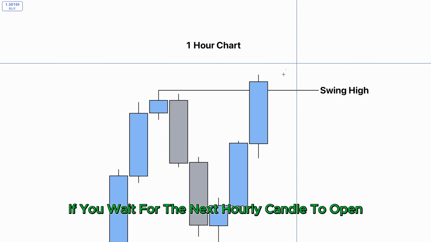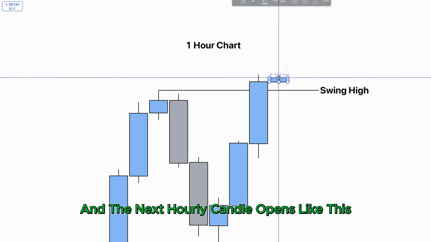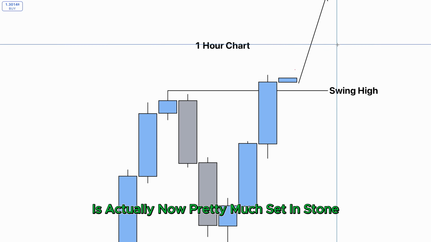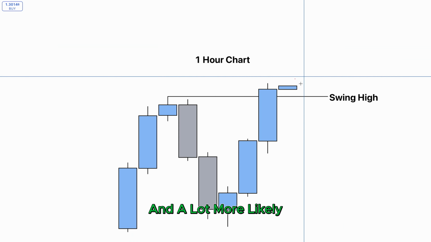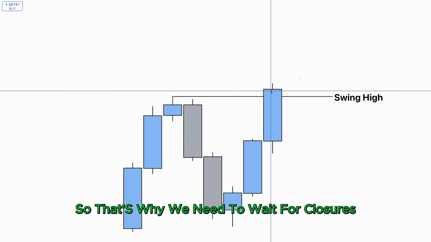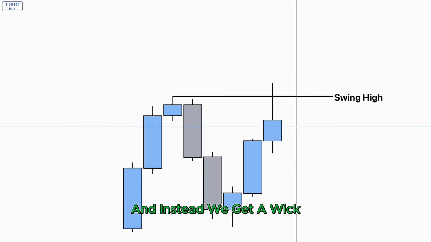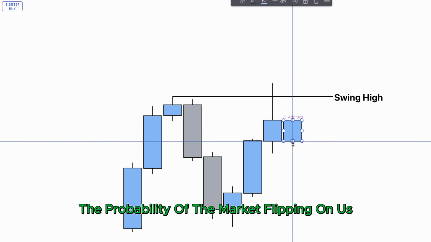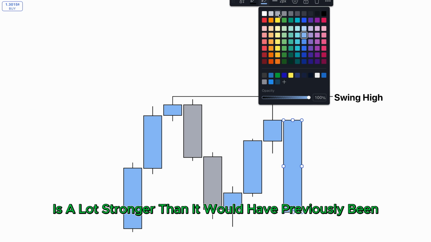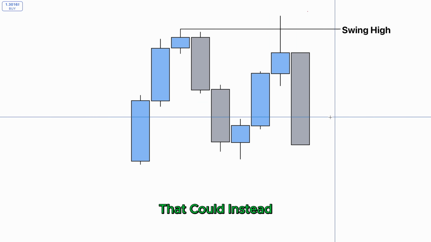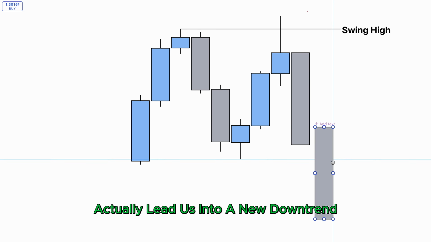If you wait for the next hourly candle to open, so you wait for a closure and the next hourly candle opens like this, for example, well, now you have that confirmation. So the likelihood of us continuing even higher is actually now a lot more likely because the market has proven to us that it's ready to make new highs. So that's why we need to wait for closures. Because if we don't get a closure and instead we get a wick, well then it's likely that the market will flip on us, or at least the probability of the market flipping on us is a lot stronger than it would have previously been, which means you can get caught up buying against movements like this that could instead actually lead us into a new downtrend.